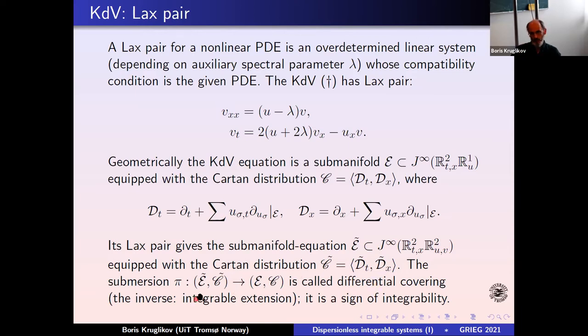Now we have a submersion from one manifold with distribution to the other manifold with distribution. And this submersion sends this distribution to this distribution. This is called a differential covering. Well, the inverse is sometimes called an integrable extension. And even though the fiber is continuous, not discrete, it's still called a covering, and there are reasons for this actually.